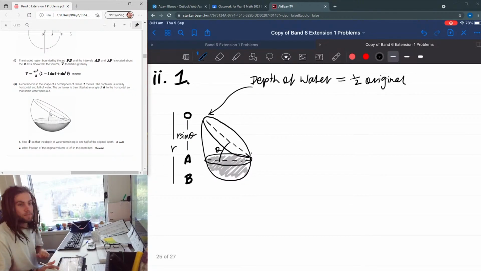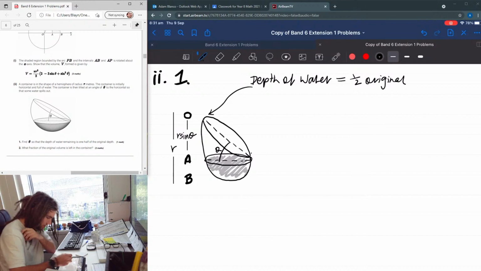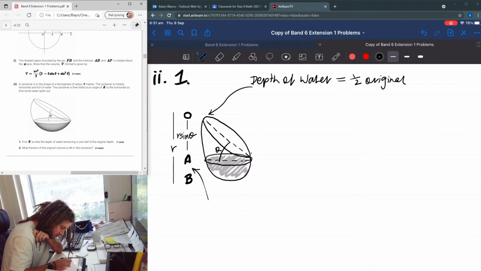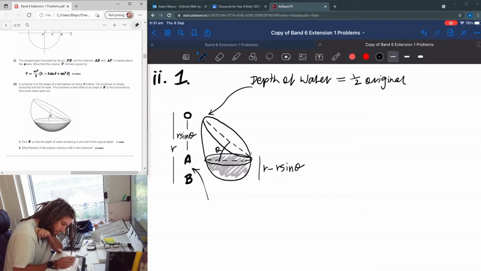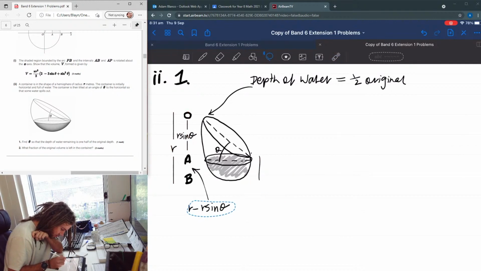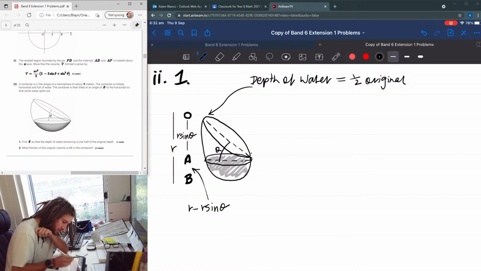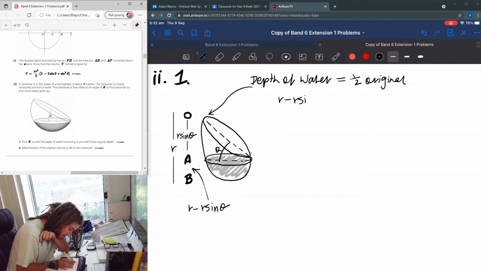Okay, so then the depth of the water is going to be this distance here, which is going to be R minus R sine theta, if that makes sense. So that's all of this minus this is going to give us this, which is R sine theta. I hope that kind of makes sense. Let's bring that there. So that's an expression for the depth of the water: R minus R sine theta.